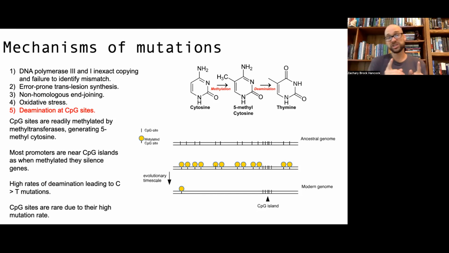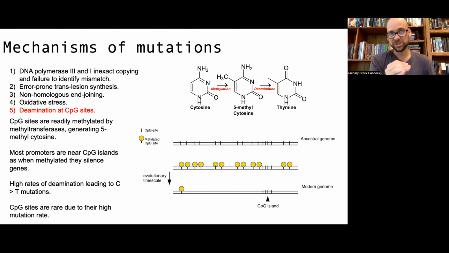Now, these CpG sites are readily methylated by DNA methyltransferases, and I'm showing this right over here. So this is the original cytosine. If you have methylation, then the methyltransferase just attaches a methyl group, which is this CH3 right here. And that creates 5-methylcytosine. Now, whenever you methylate one of these groups, it results in the silencing of the genes upstream, right? So methylating these CpG sites is a process of gene regulation.